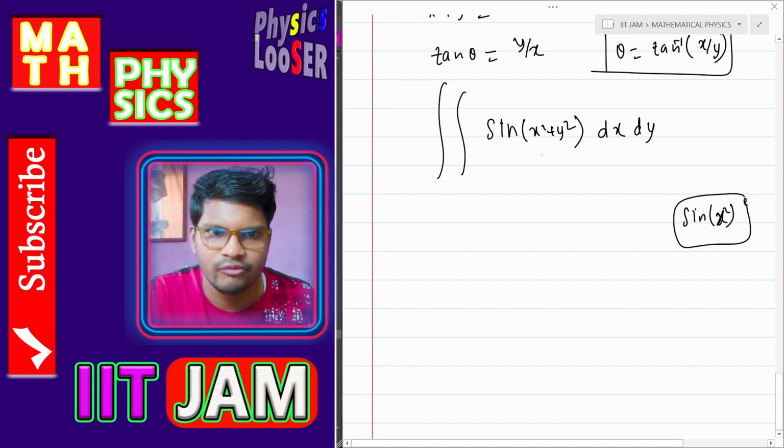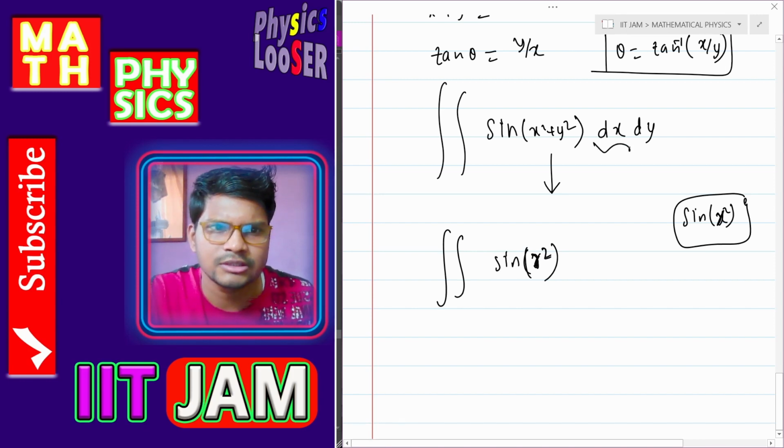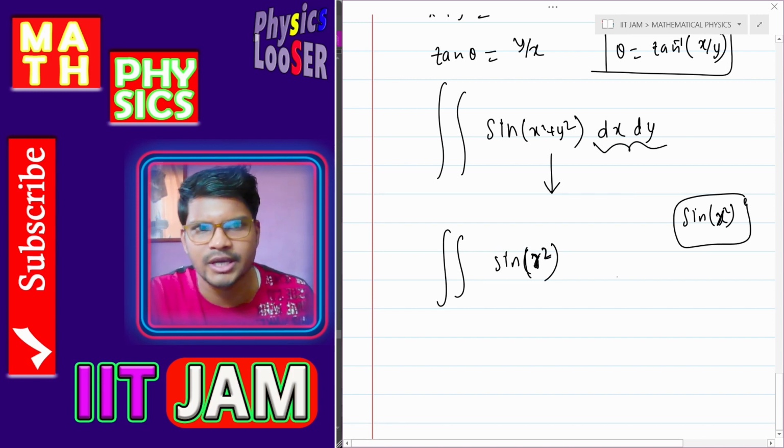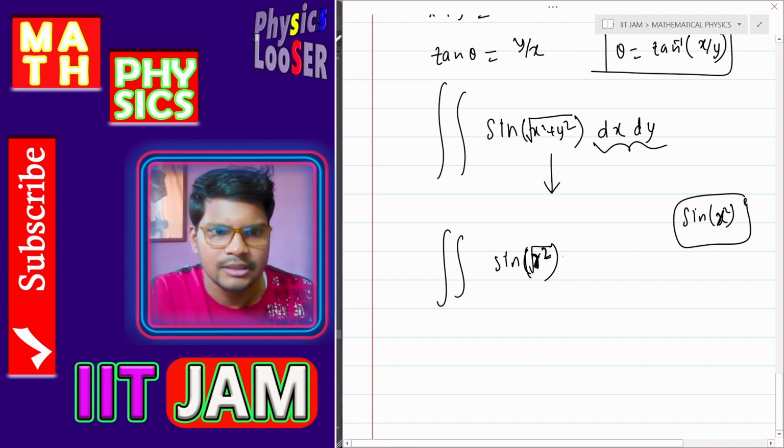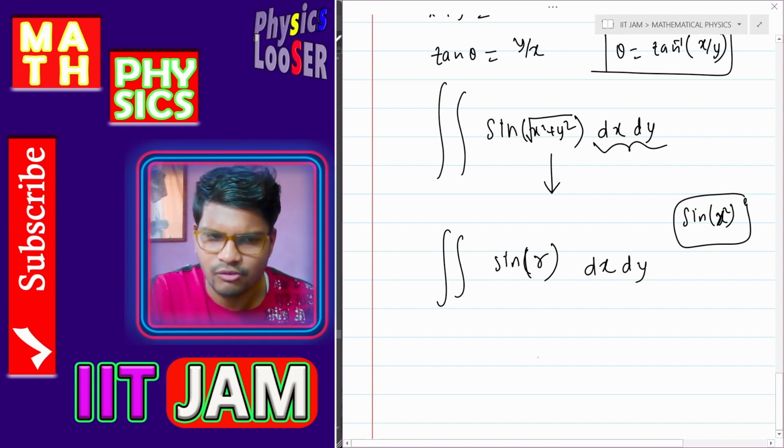So what you can do is change it in terms of polar coordinates. x square plus y square will give you sine of r square. So this has now become sine of r square. Or maybe we can say it is the square root of x square plus y square, and then this will give you just r. Okay, but how do we change the dx and dy?